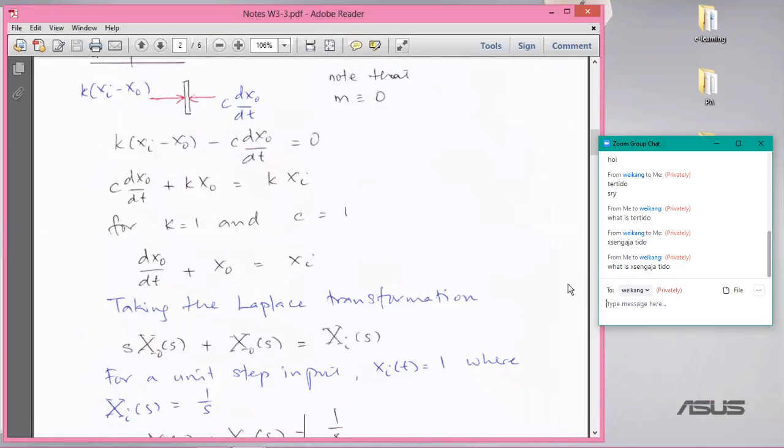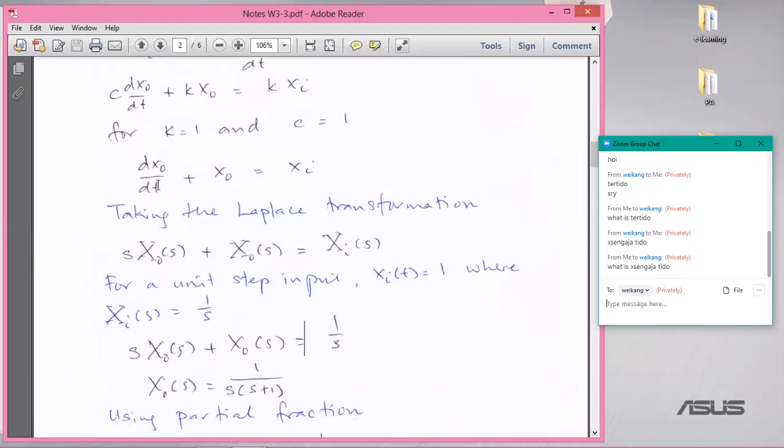All right. So take the Laplace transform. This is the first derivative. Since the initial condition is 0, you get just s times Xo of s. Take the Laplace transform of xo, you just get a variable in the Laplace domain. Again, this is the input in the Laplace domain. But since we have the unit step input, this is also defined in the question.